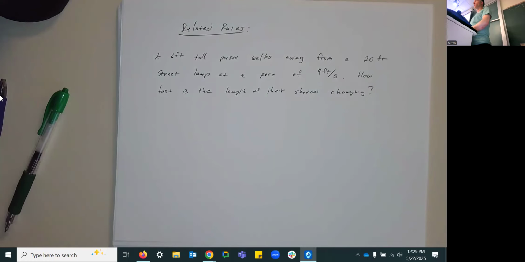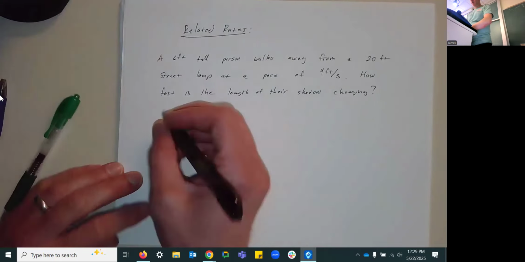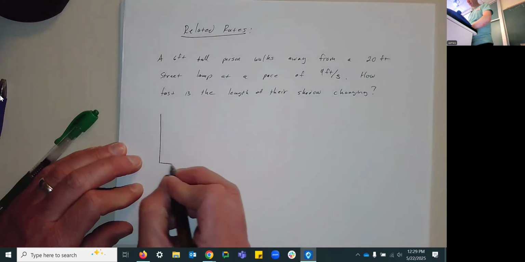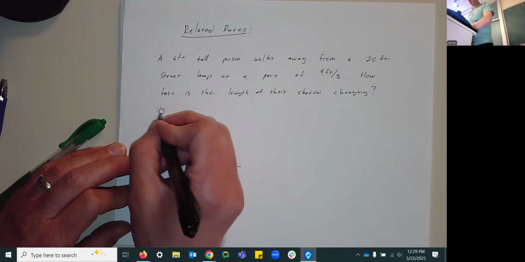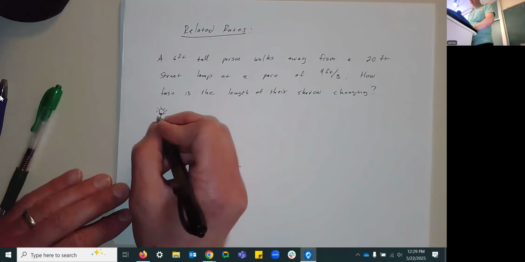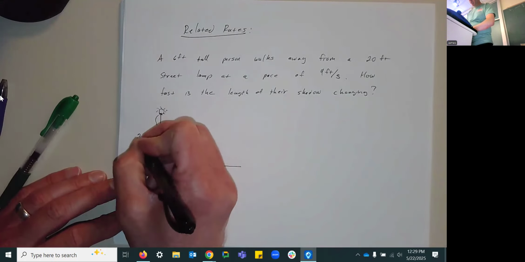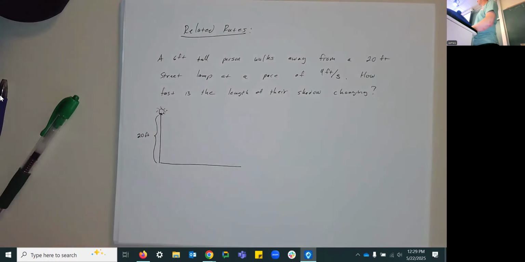In any related rates problem, you almost always need to draw a picture. So let's draw ourselves a picture. We've got our street lamp over here, shining bright, and it's a height of 20 feet, and that height is not changing, so we don't give it a variable name, we give it the numerical value it is, it's always 20.